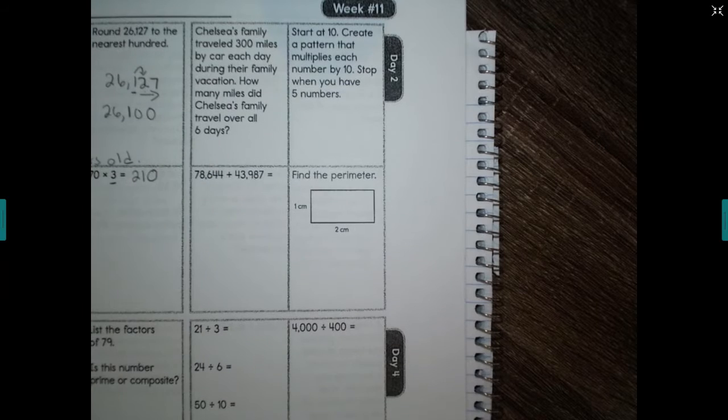Look at our first one. We have a word problem. It says Chelsea's family traveled 300 miles by car each day during their family vacation. How many miles did Chelsea's family travel over all 6 days?